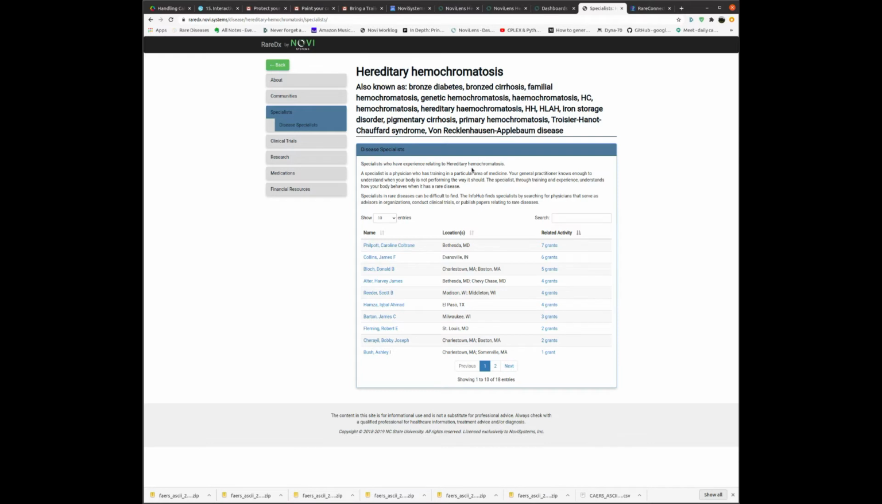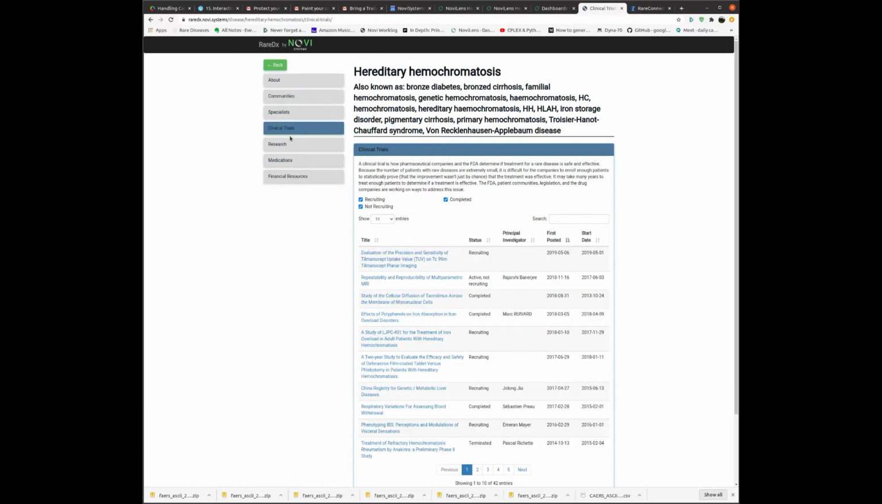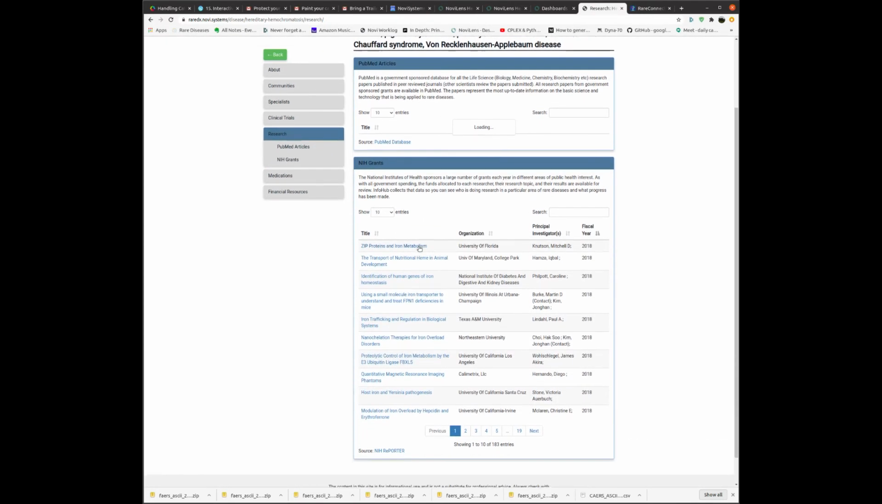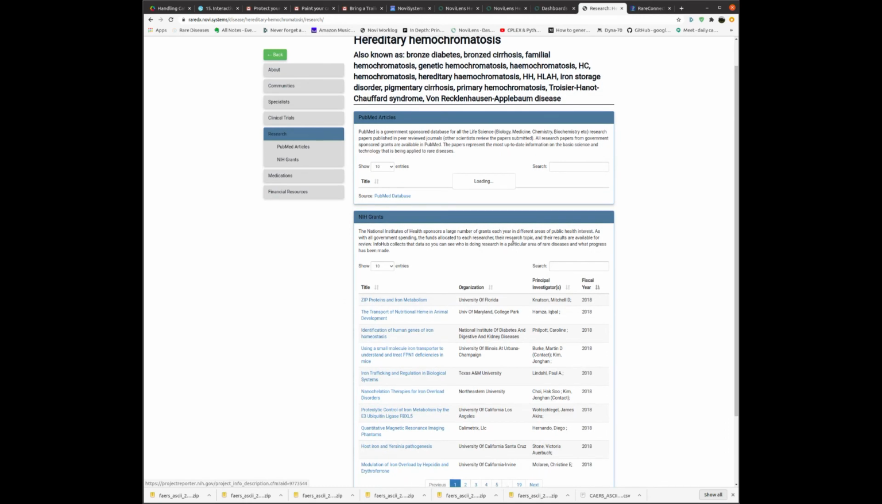Again, machine learning is used to read through PubMed articles and extract information around that rare disease, and you can see here whether or not they've had grants. And in some cases, it would also show the papers that they've recently published regarding hereditary hemochromatosis or whatever disease. Clinical trials, the same thing: who's recruiting, whether or not trials are underway. The research, again, talks about grants as well as publications.